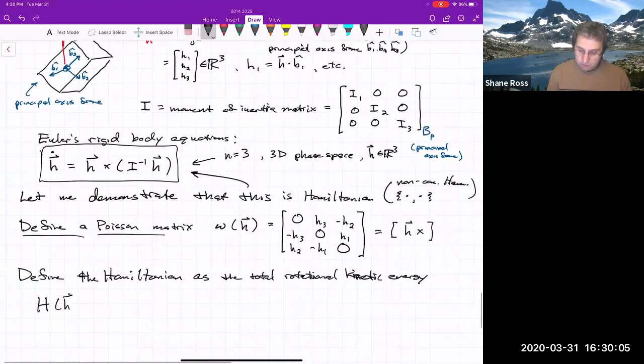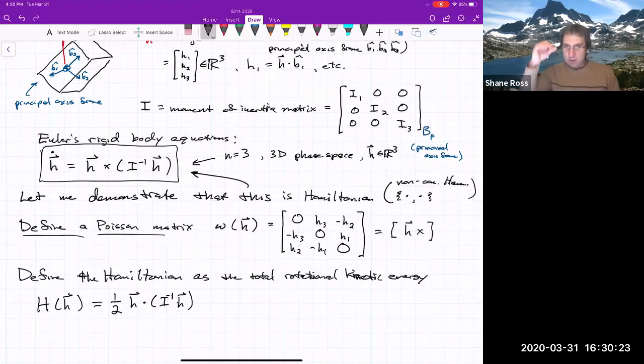Which we're able to do. So this would be capital H, the Hamiltonian as a function of our phase space, and you might remember this, this is another way to write the energy. It's angular momentum dotted with angular velocity, but angular velocity is equal to I inverse angular momentum.